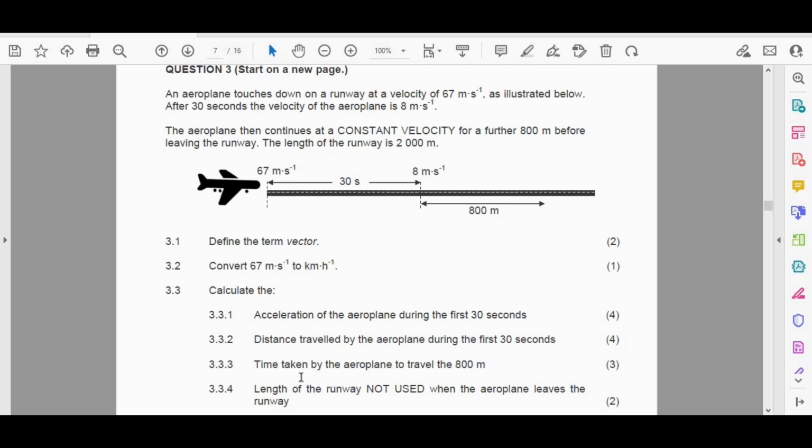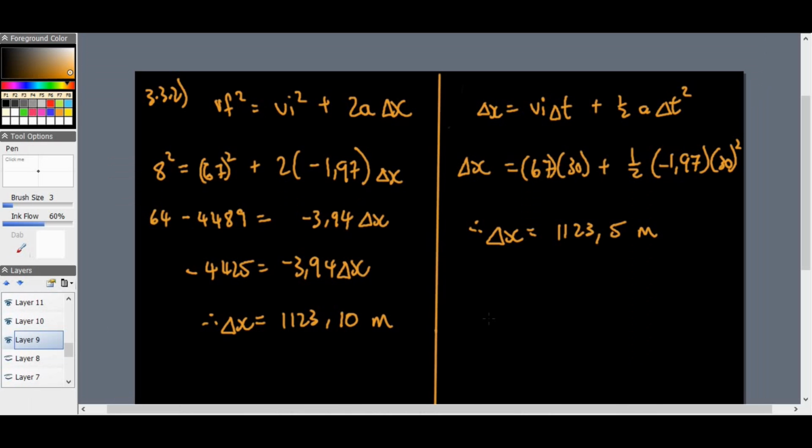3.3.3, the time taken by the airplane to travel the 800 meters. Okay, so this happens after the first 30 seconds, and then there's 800 meters that is obviously unaccounted for, which is obviously the rest of the runway, because the length of the runway is 2,000 meters. Okay, cool. And it doesn't look like this arrow extends to the end here, so the 800 meter mark is probably somewhere around here. That's the point. Cool. So they want the time taken for that.